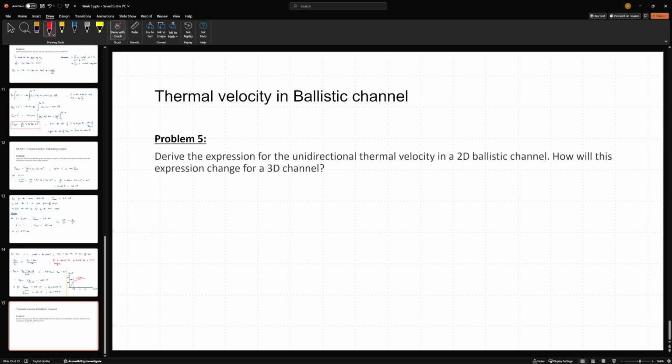The only thing that we are going to talk about here is to derive an expression for the unidirectional thermal velocity in a 2D ballistic channel. How will this expression change for a 3D channel? So that's kind of the question. Now by unidirectional I mean of course drain to source, or rather source to drain.